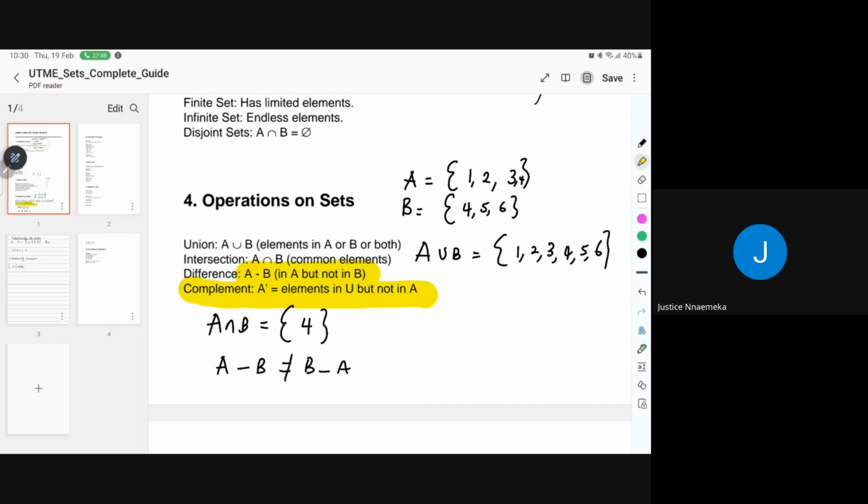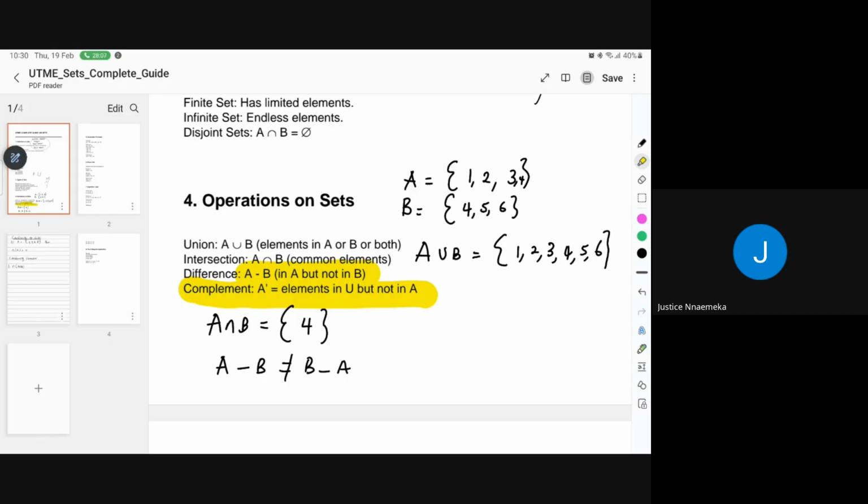Do you understand the operations of the set now? And when you are given questions, I sure do hope that you'll be able to tackle them. Good. So take note of that, and that will help us when we come to the next part.